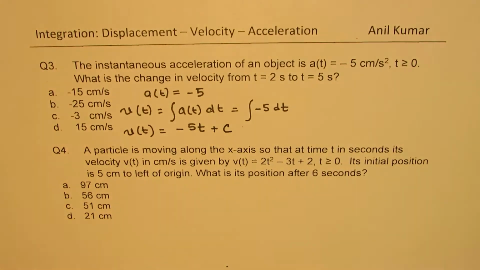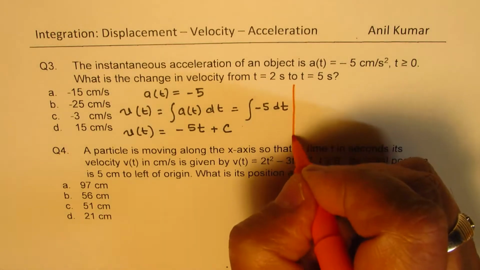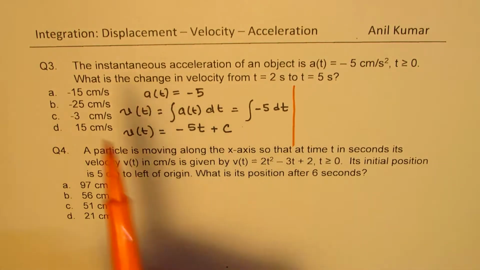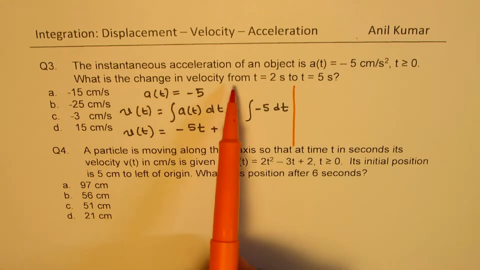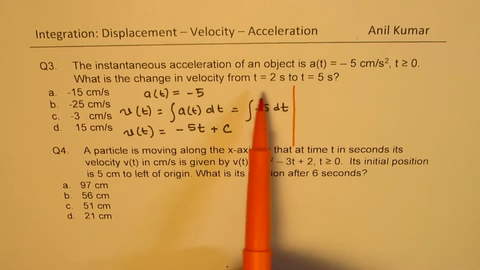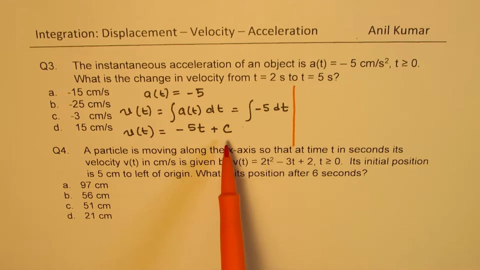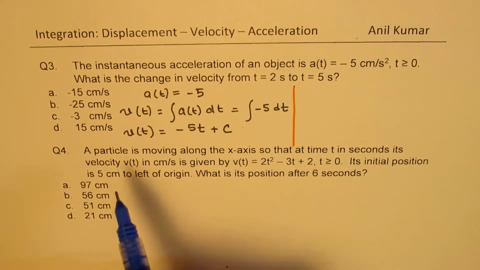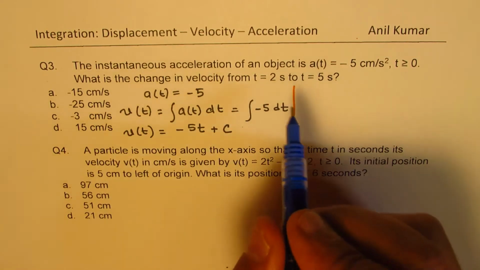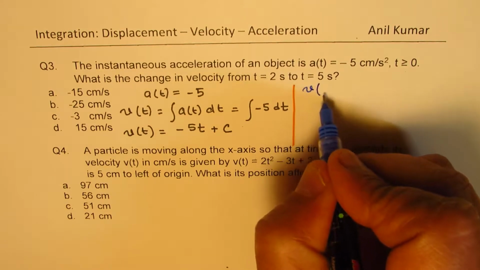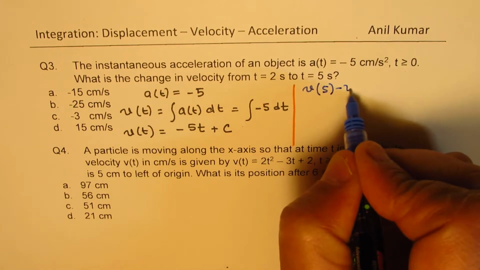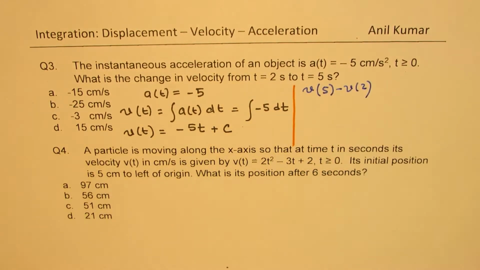Now the constant c we can find from the given position. So it says the instantaneous acceleration is this much. What is the change in velocity at these two times? When they want the change in velocity, we don't need to find c, right? And even otherwise you can't. Okay, so now let's find the change in velocity from t equals 2 to t equals 5. That means v5 minus v2 is what we're looking for, correct?